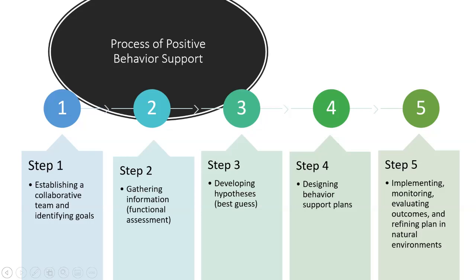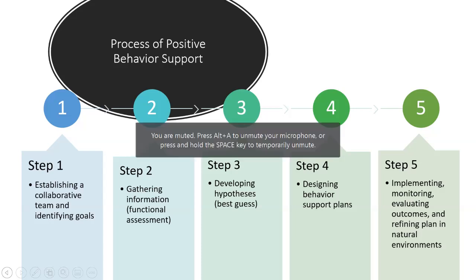Step 3, developing a hypothesis. So with all this information, why do you think this behavior is occurring? What would be your best guess? Step 4, designing behavior support plans. So you would design a plan that each of the staff can review, and possibly the family too, to follow at home to try to decrease that behavior.